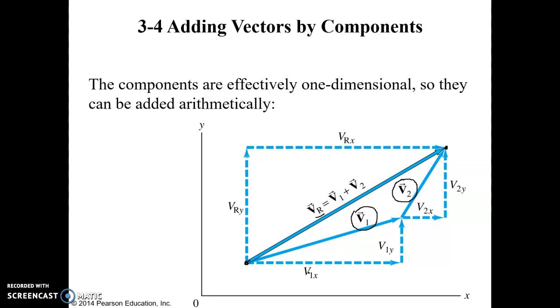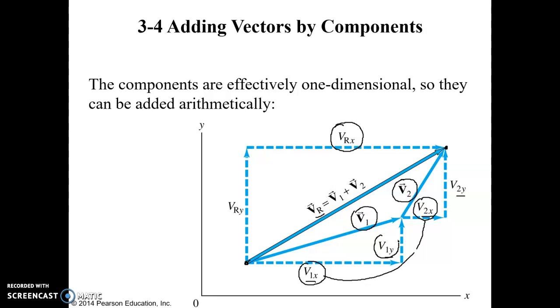Well, if we take V1 and we break it down into its x and y components, and then we do the same for V2, we break it down into its x and y components. If we add this x component and this x component over here, the two of them together added up, this horizontal length and this horizontal length, add together to give us the horizontal component of the resultant. And the same thing in the y direction.